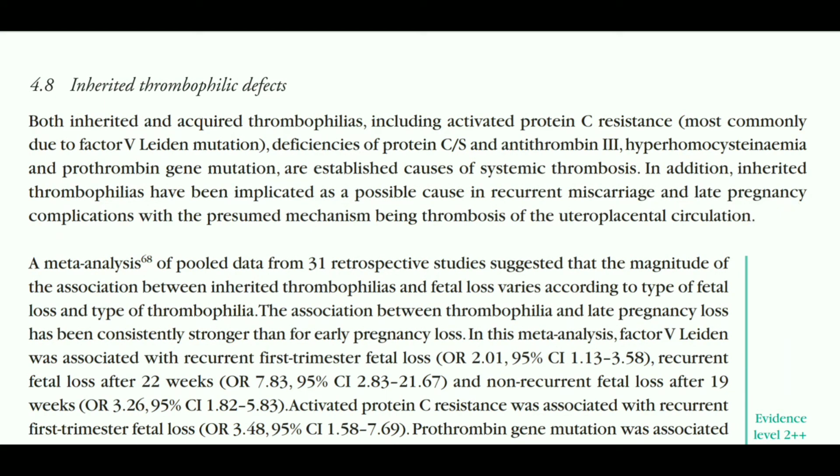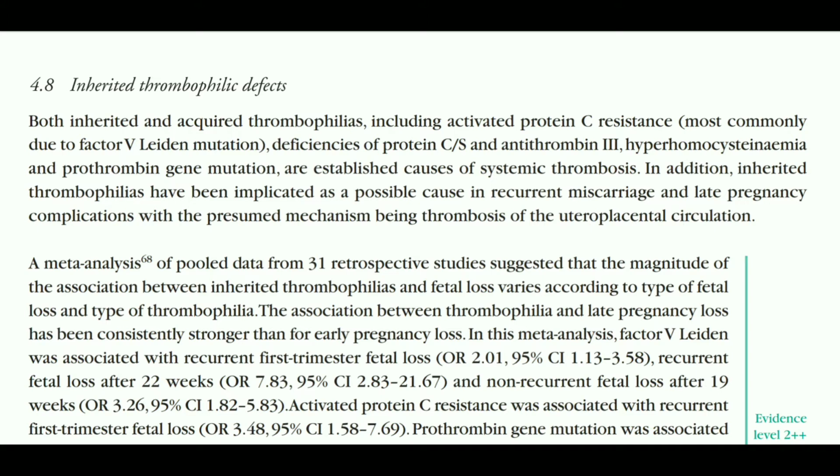What are the established causes of systemic thrombosis? Both inherited and acquired thrombophilia, including activated protein C resistance, most commonly due to factor 5 Leiden mutation, the deficiencies of protein C and S, antithrombin 3, hyperhomocysteinemia and prothrombin gene mutation are established causes of systemic thrombosis. In addition, inherited thrombophilia have been implicated as a possible cause of recurrent miscarriages and late pregnancy complications, with the presumed mechanism being thrombosis of the uteroplacental circulation.